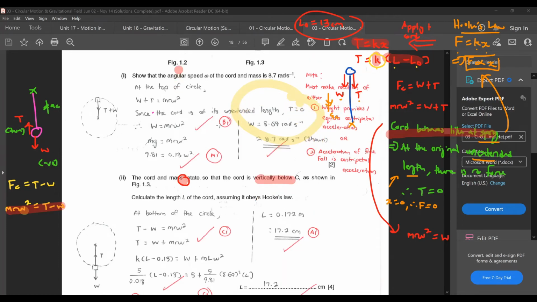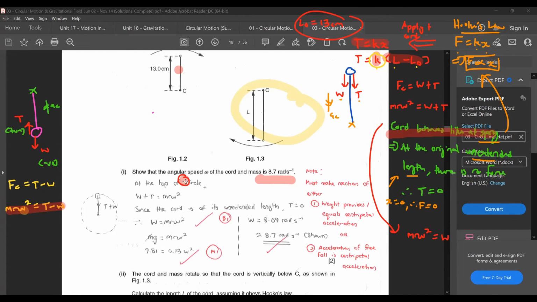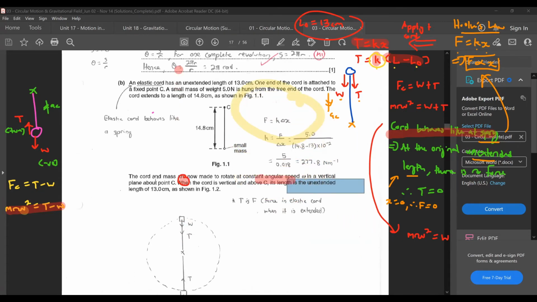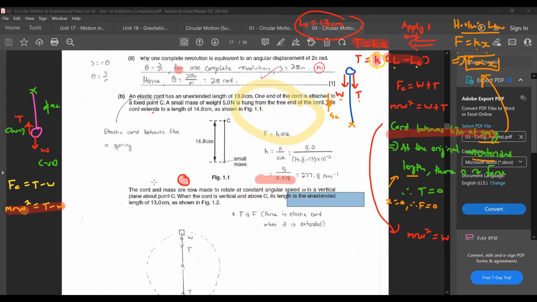So this one, you actually have to backtrack a little to what you read in the first part of the question. In the first part of the question, they've already told you one piece of information, where they told you that with no mass, the extended length is 13 centimeter. Okay, this one is no load, right? Your length is 13 centimeter. But then after that, when you have a weight of 5 Newton, your chord extends to a length of 14.8 centimeter. This is with load.